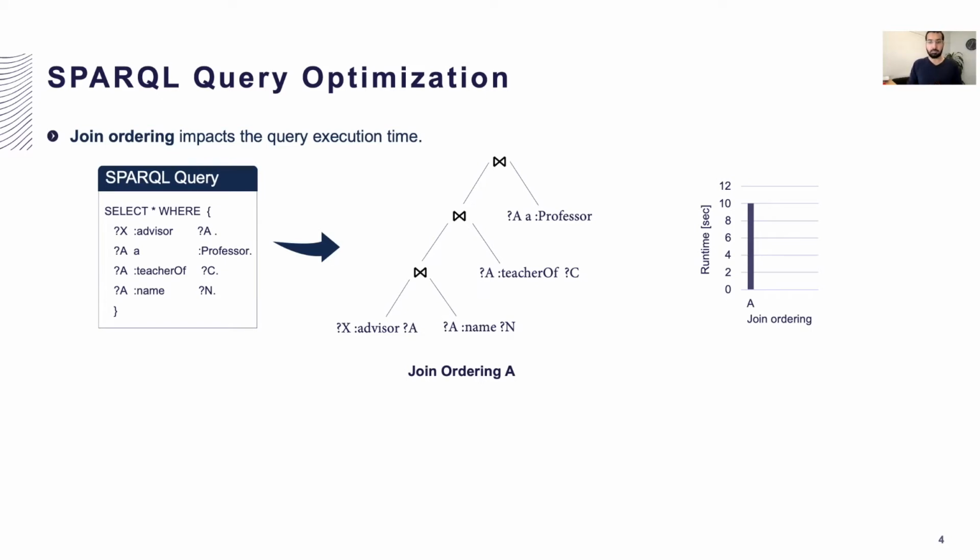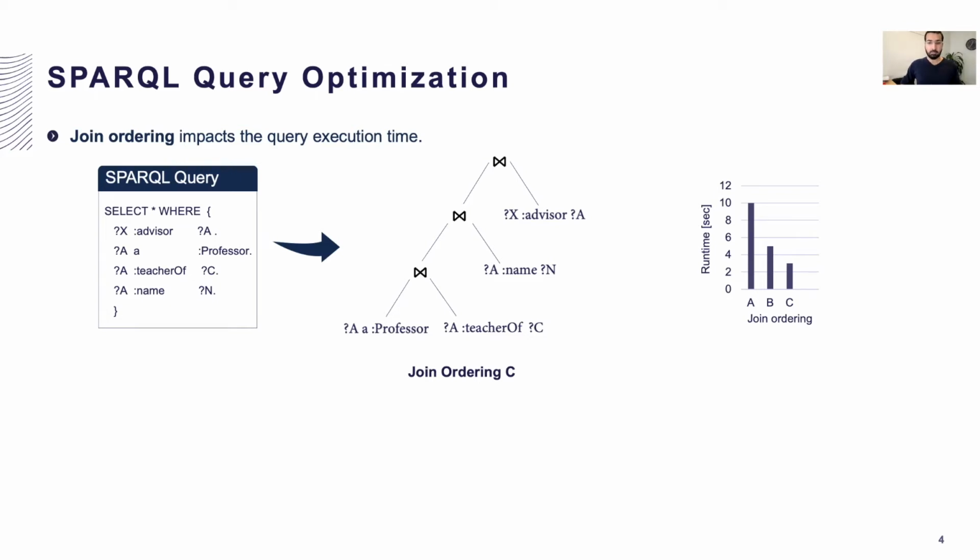The query execution time is impacted by the join ordering of a given query. For example, given this example SPARQL query, one way to execute it is using join ordering A, which takes around 10 seconds to execute. If we swap this join ordering by moving these two triple patterns, it takes half the time as compared to A. And if we further swap this join ordering to join ordering C, it takes 2 times less time as compared to B. This is due to the difference in the number of intermediate results. We process a small number of intermediate results in B as compared to A, and in C as compared to both A and B. Now the question is, how can we compute efficient join ordering?